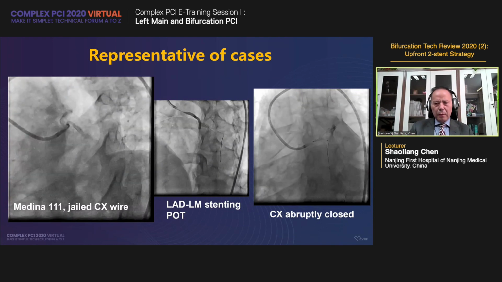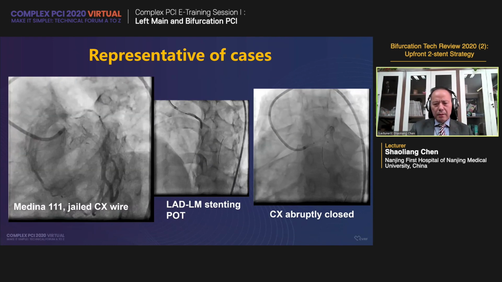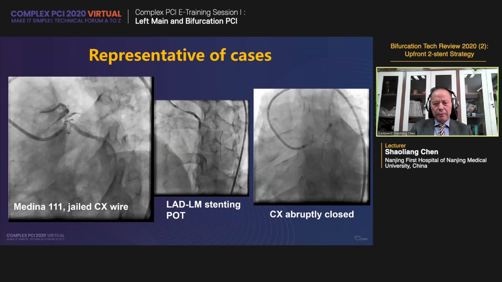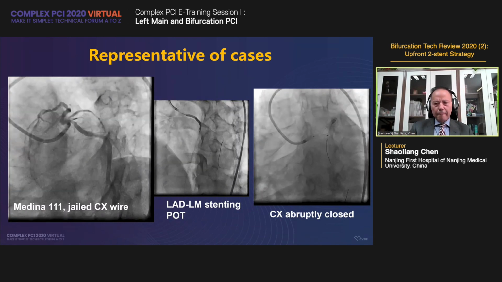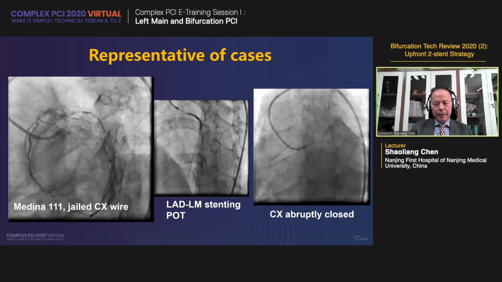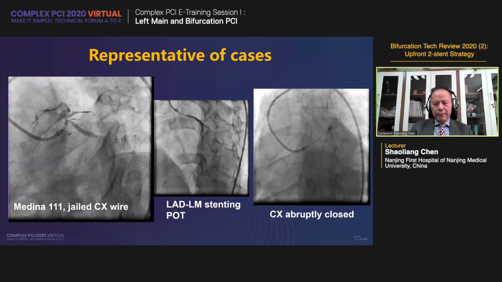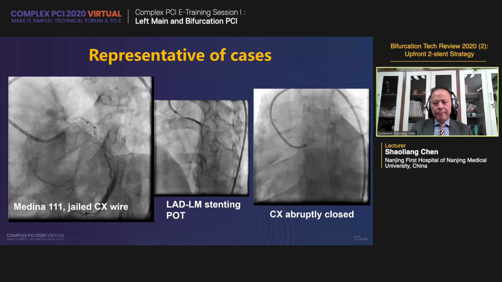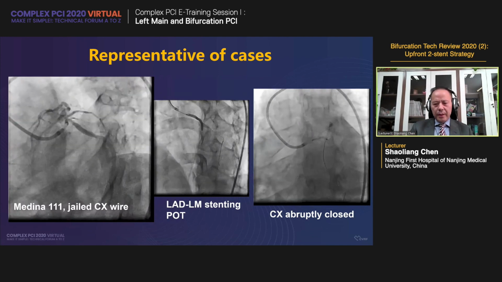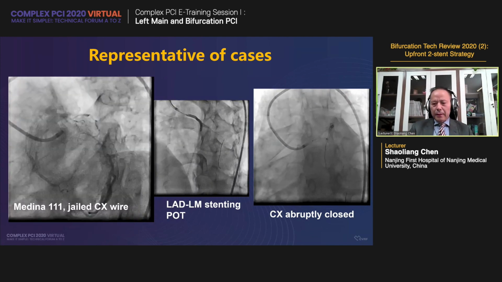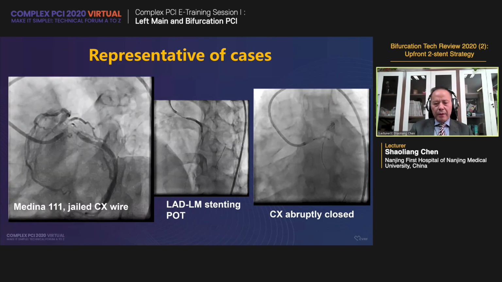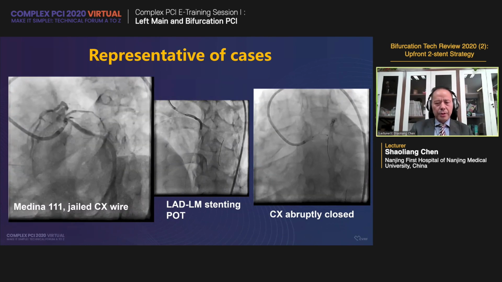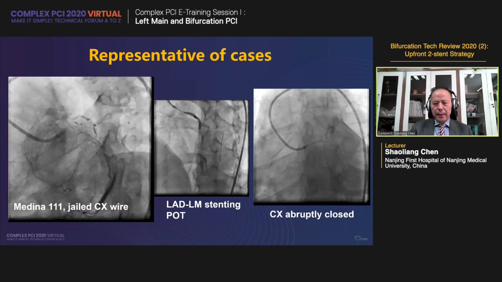Because the original wire was jailed in the circumflex, I used a 1.25 balloon along the jailed circumflex wire to restore the blood flow. Immediately after that, I successfully rewired the circumflex. And on the right panel, you can see I used a 2.5 balloon to dilate the circumflex. After that, I finished the whole procedure using the TAP technique.